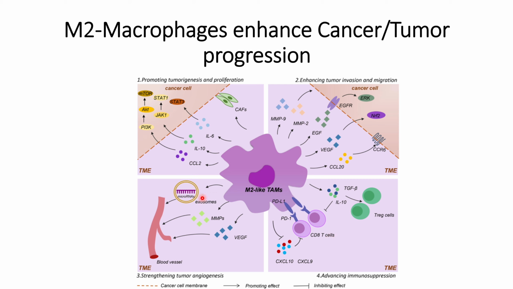So these are the different aspects of the M2 type macrophages that enhance cancer and tumor progression. If you need to understand more about the roles of M2 type macrophages towards cancer or tumor progression, you can go through the reference that has been provided in the description.